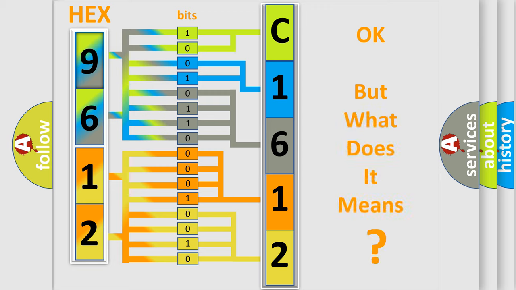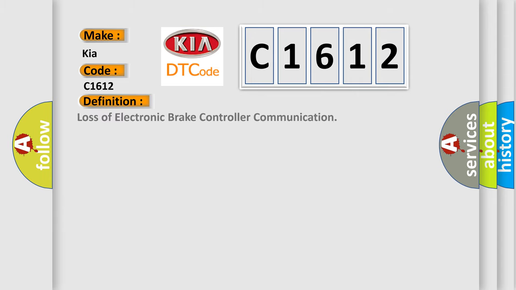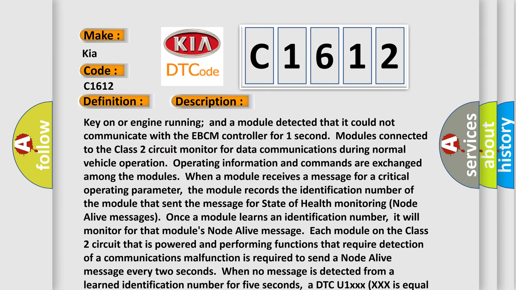The number itself does not make sense to us if we cannot assign information about it to what it actually expresses. So, what does the Diagnostic Trouble Code C1612 interpret specifically for Kia car manufacturers? The basic definition is loss of electronic brake controller communication. And now this is a short description of this DTC code.